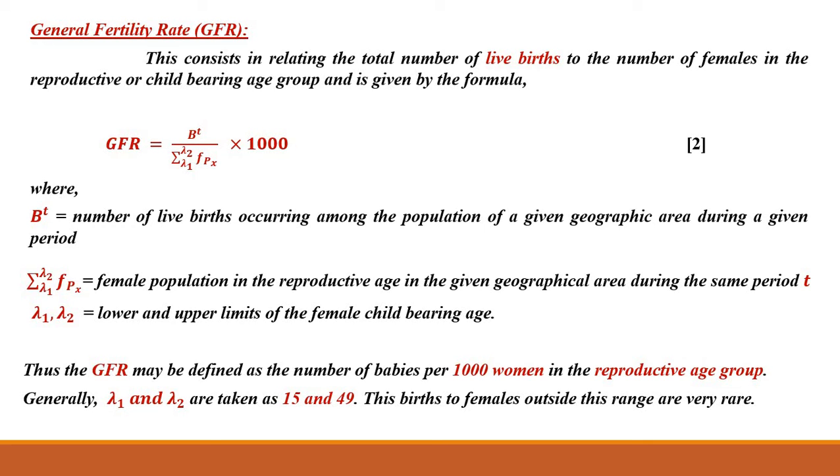into 1000. Here BT is the number of live births occurring among the population of a given geographical area during a given period T. And summation over lambda 1 to lambda 2 FPX is the female population in the reproductive age in the given geographical area during the same period T. And lambda 1 and lambda 2 are the lower and upper limits of the female childbearing age. Thus, general fertility rate may be defined as the number of babies per 1000 women in the reproductive age group. And generally, lambda 1 and lambda 2 are taken as 15 and 49. So births to females outside this range are very rare.